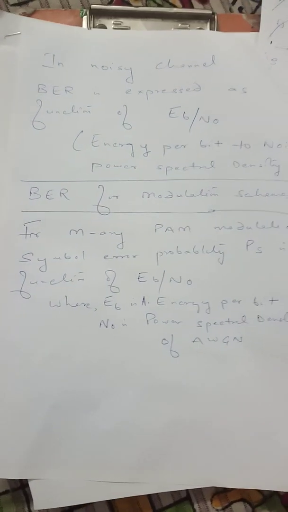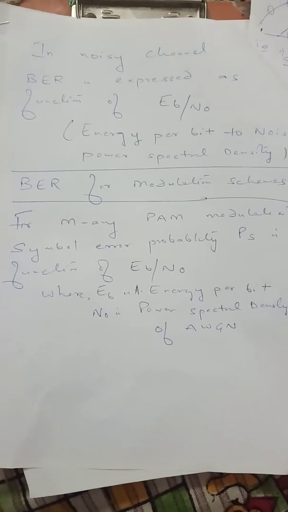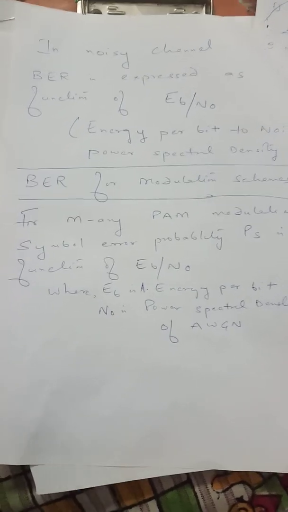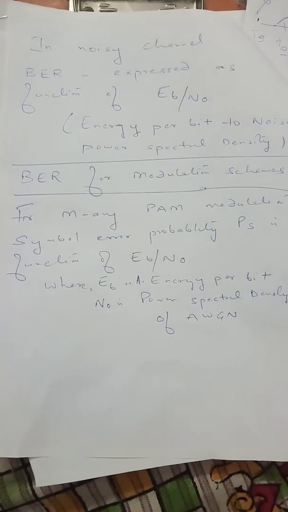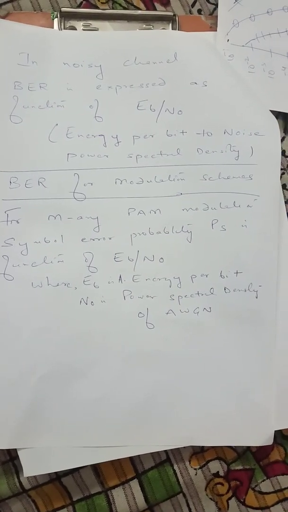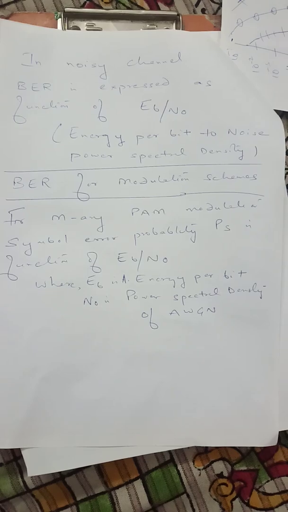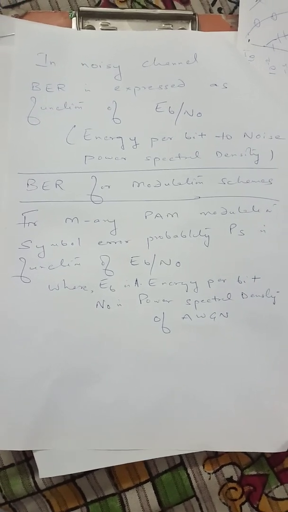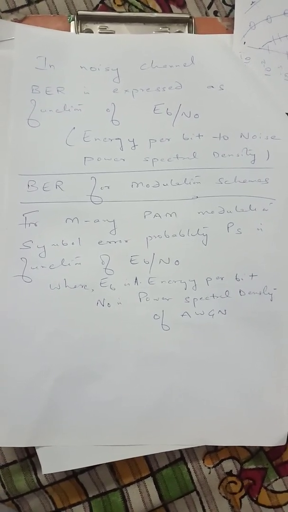So for a noisy channel, an AWGN system, the BER is expressed as a function of Eb/N0. What is Eb/N0? Eb/N0 is the ratio of energy per bit to the noise power spectral density. Now we talk about BER for the different modulation schemes.